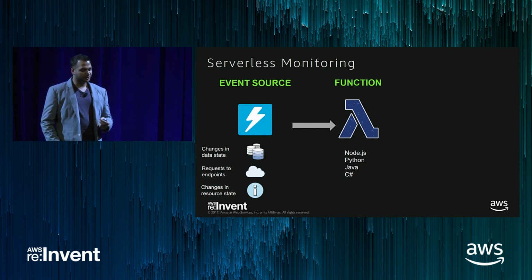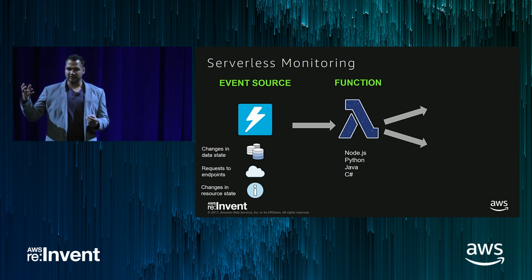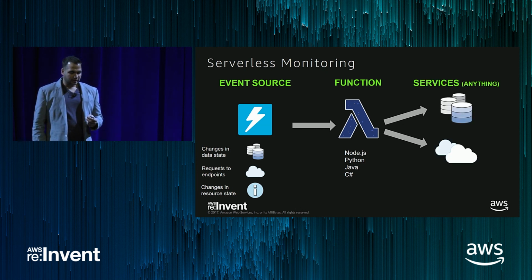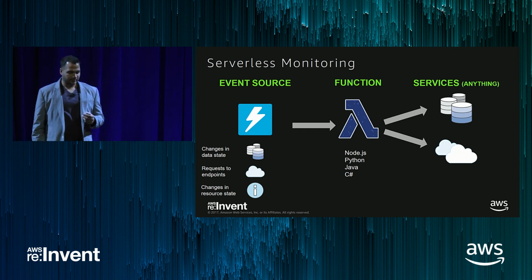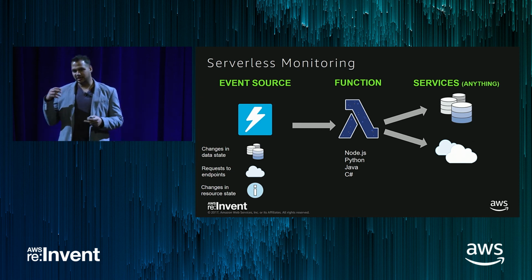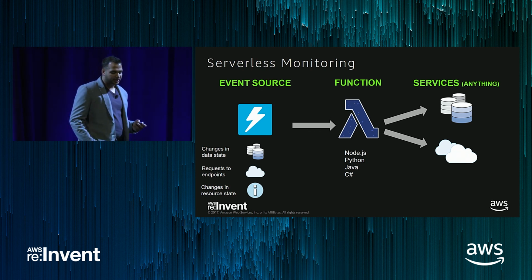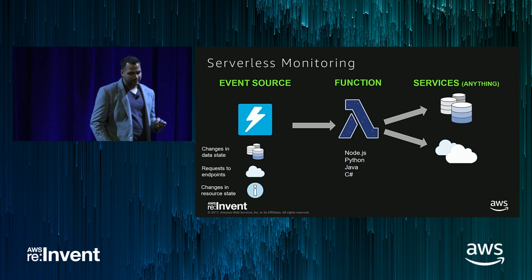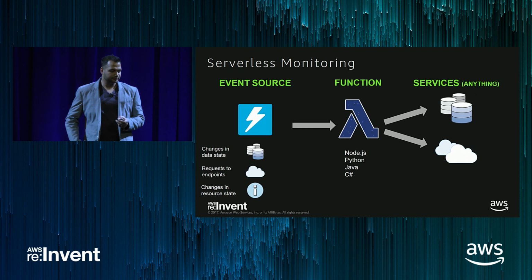Basically, the architecture is pretty straightforward. You have an event source that alerts when a change in data state or endpoint or a resource state is triggered, that will trigger a Lambda function. And at this point, the Lambda function can pretty much do what you want to do. It can interface with other services, talk to storage endpoints, talk to different APIs, or call another Lambda function at that point. There are lots of different possibilities of what you can do with serverless today. And it maps really well for event-based monitoring, which is what we're trying to do.